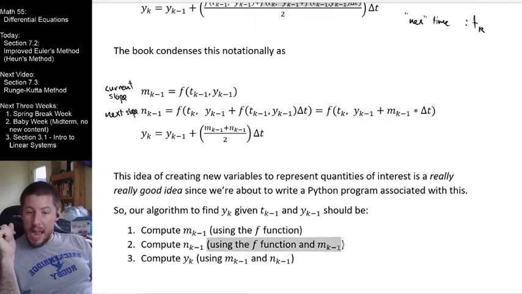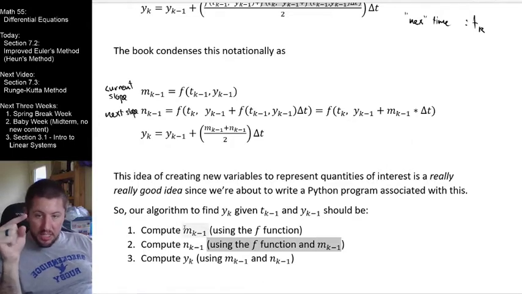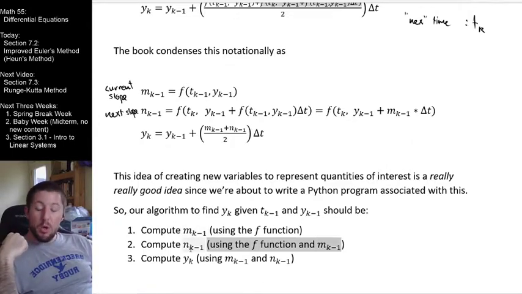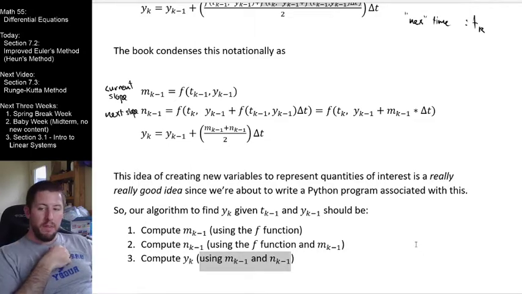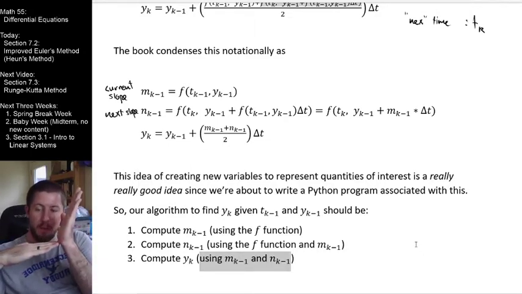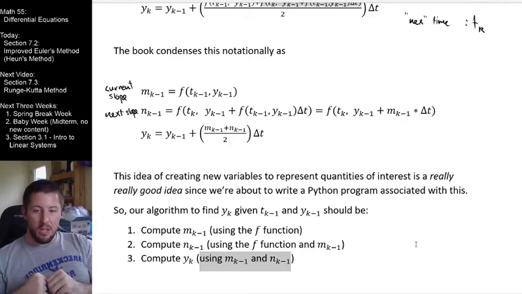So using f and the m sub k minus 1 that we just came up with on the previous line, compute n sub k minus 1. Now we can make our prediction for y sub k based on the average of those two slopes that we've come up with. So it's our slope at our current time, averaged with our slope at a later time. That's then the slope that we're going to use.